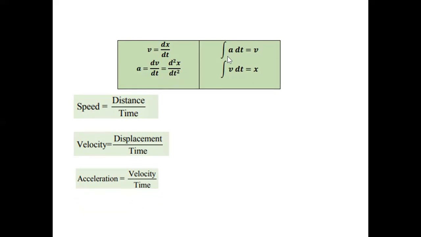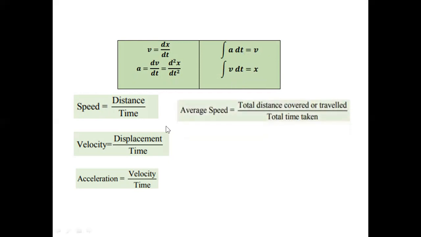Now take note, to integrate acceleration with respect to time, this is equal to velocity v. If we're going to integrate now our velocity with respect to time, this is equal to the displacement. Okay. Now, average speed is equal to the total distance covered or traveled, or the summation of distance all over the summation of time. Now, let's proceed with the first sample problem.